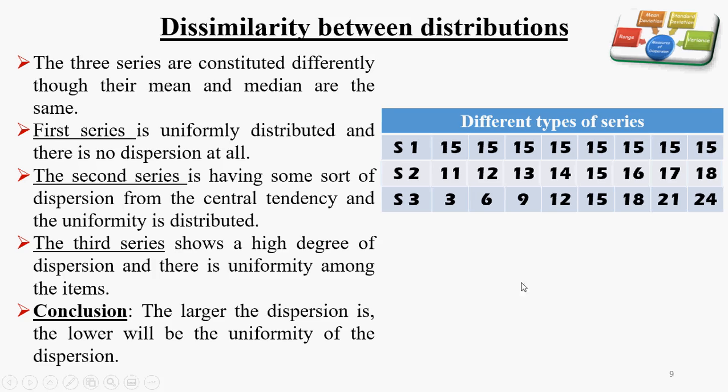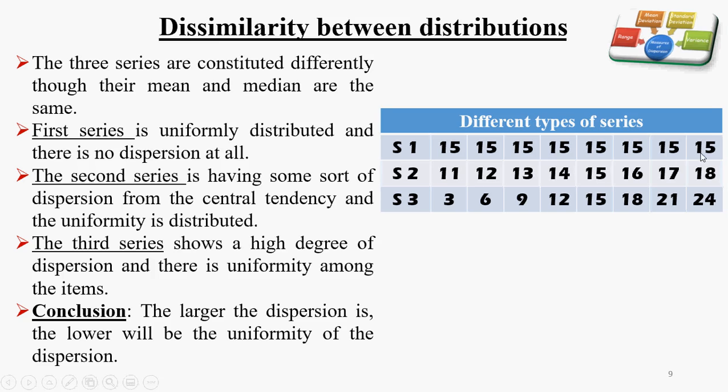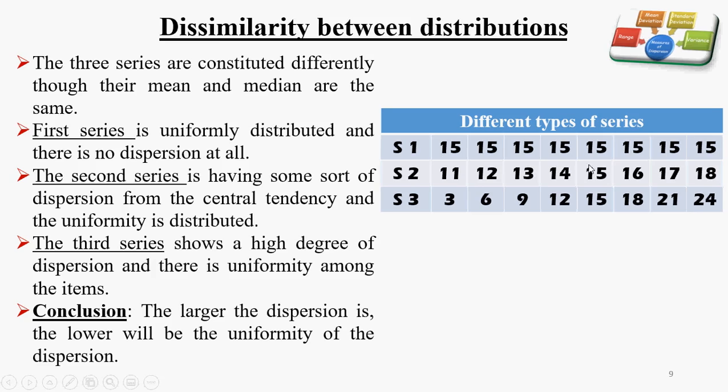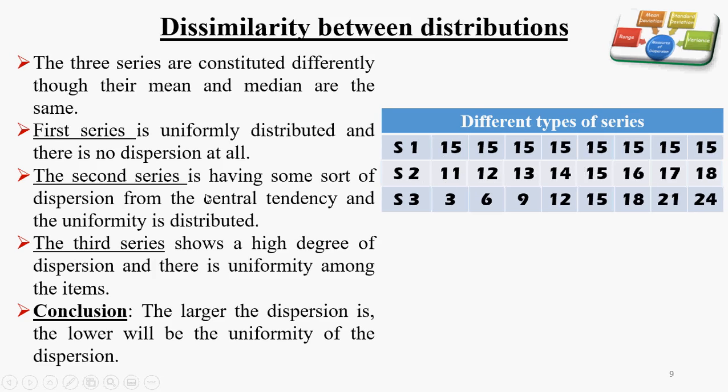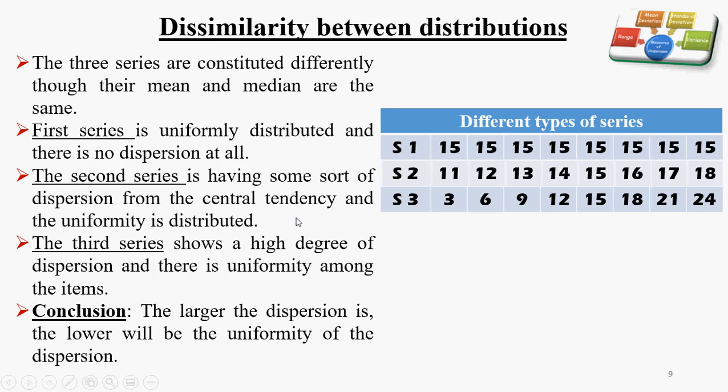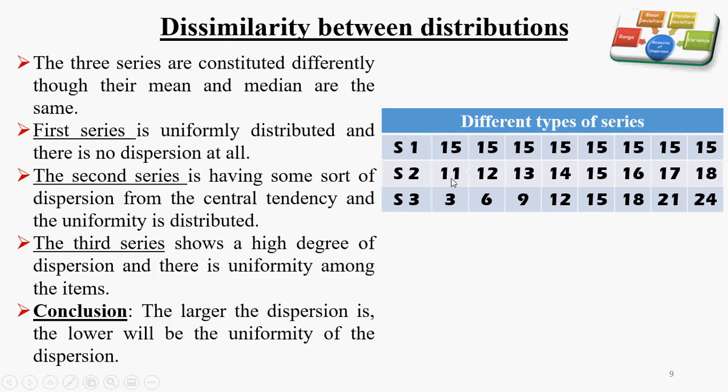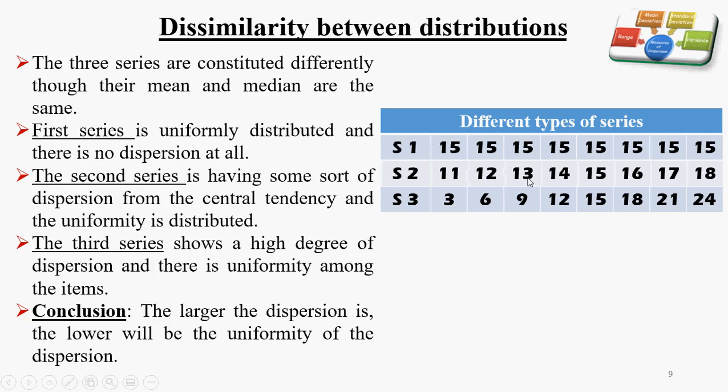See, everything is 15. Is there any dispersion? No dispersion. Now, if you look at the second, it is having some sort of dispersion. See, it is 11, 12, 13. So, what is that dispersion? In the second series, we are going to identify it from the central tendency, and here uniformity is distributed.